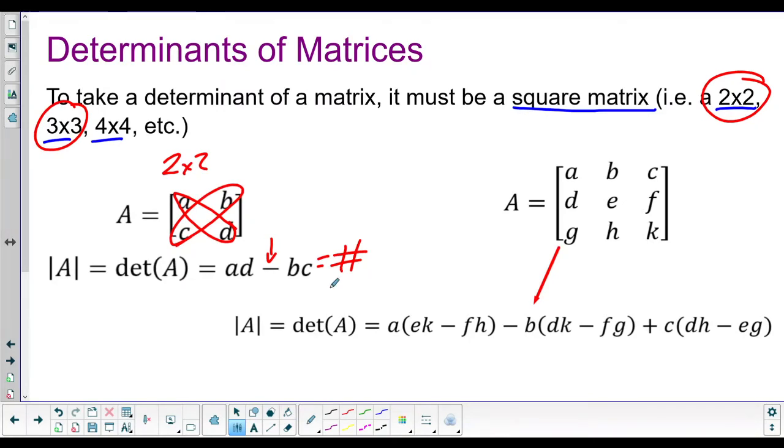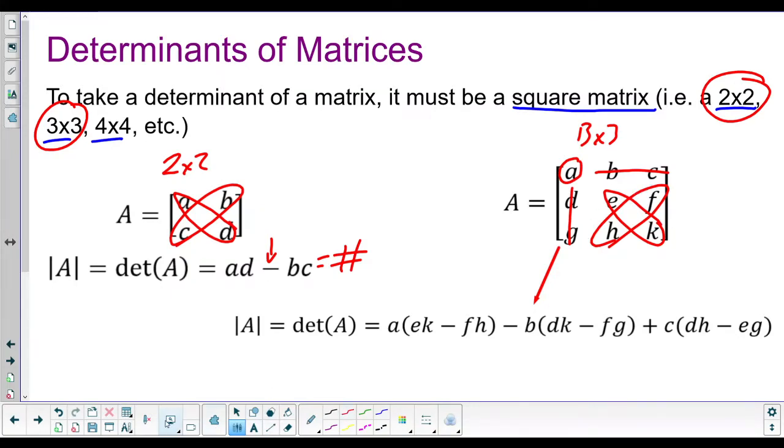Okay. For the determinant of a 3 by 3, there's kind of two ways you can think about it. This formula here is the equation for the determinant of a 3 by 3. What this formula does is it goes through and does some mini determinants. So this first term is A times EK minus FH. So because we're using this first term, you kind of block off the first row and column and then use the determinant of what's left over.